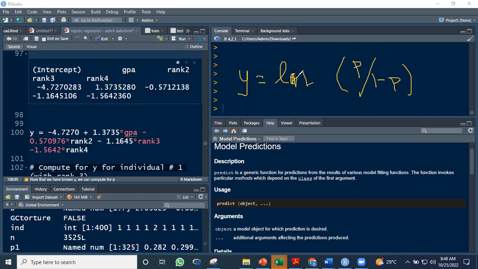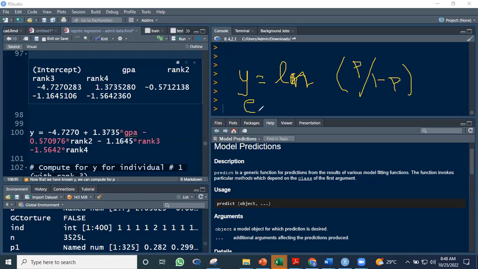Okay, kailangan matanggal yung log nito. To remove yung log, kailangan yung inverse function yung gagamitin natin. We will have to exponentiate this. So let's do that here.